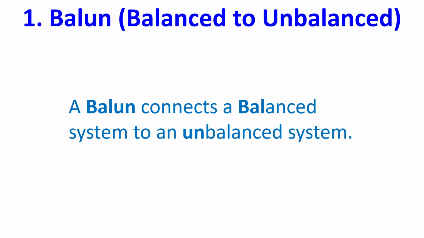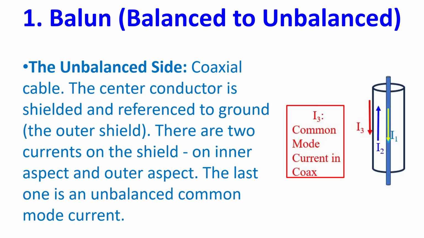Balanced to unbalanced. A balun connects a balanced system to an unbalanced system. The unbalanced side is coaxial cable. The center conductor is shielded and referenced to ground, the outer shield. There are two currents on the shield, on the inner aspect and outer aspect. The last one is an unbalanced common mode current.